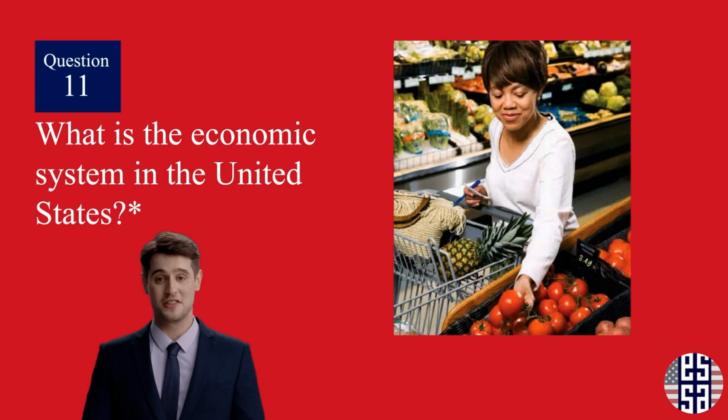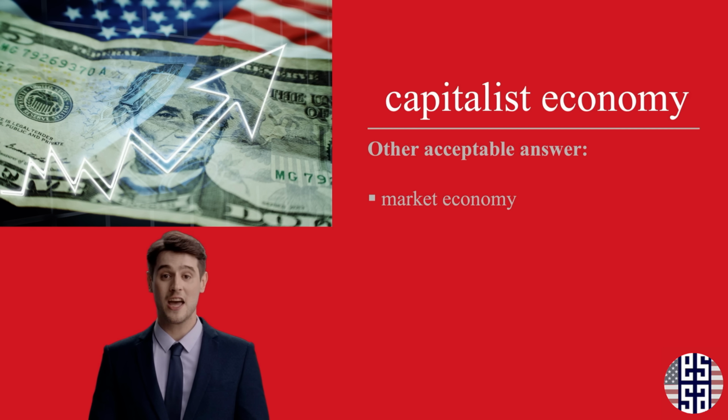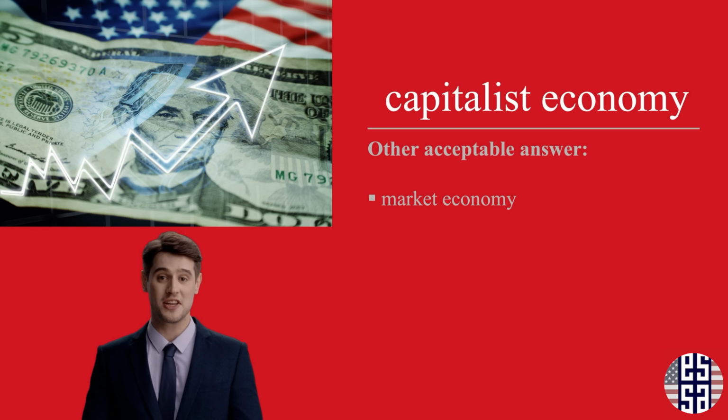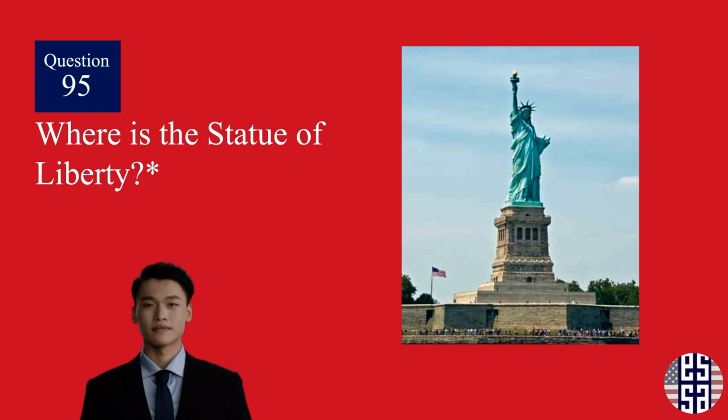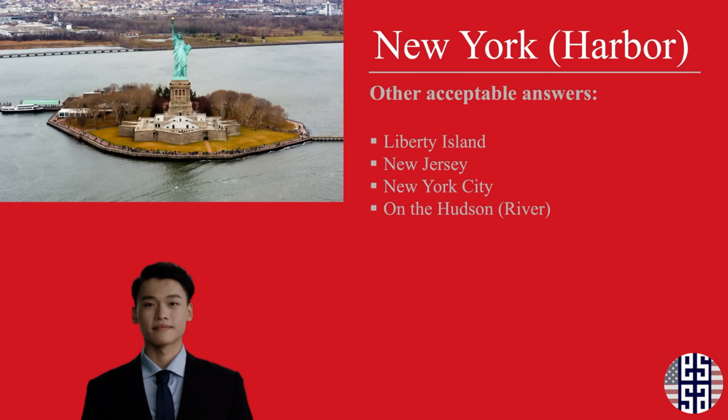What is the economic system in the United States? Capitalist economy. Another acceptable answer is market economy. But it is easy to just say, capitalist economy. Where is the Statue of Liberty? New York Harbor. You could also say Liberty Island, New Jersey, New York City, or on the Hudson. But it is easiest to say New York.